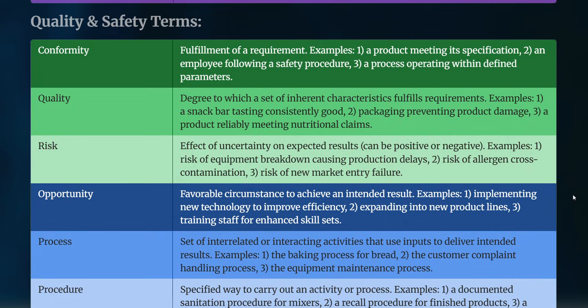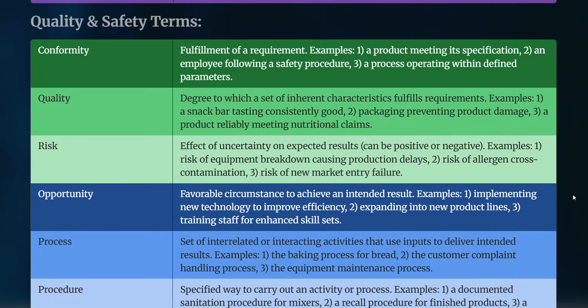Then you will hear about opportunity in quality and safety terms. In this context, opportunity means favorable circumstances to achieve intended results. Example, you have implementation of new technology to improve efficiency, or expanding into a new product line, or training staff for enhanced skill set. All these are examples of opportunities.